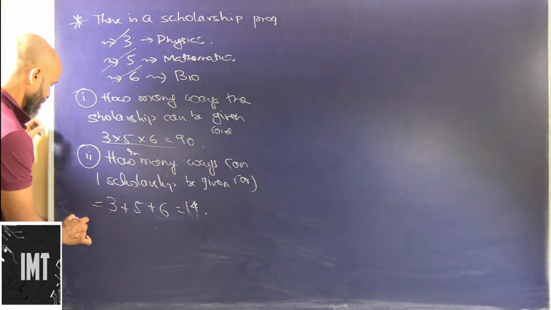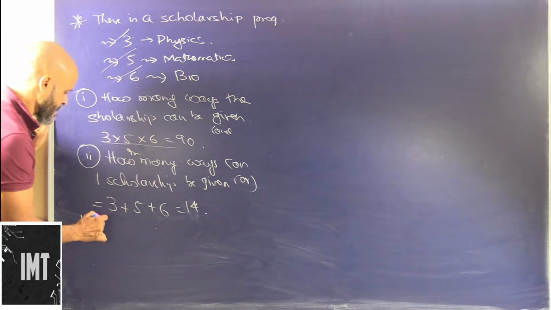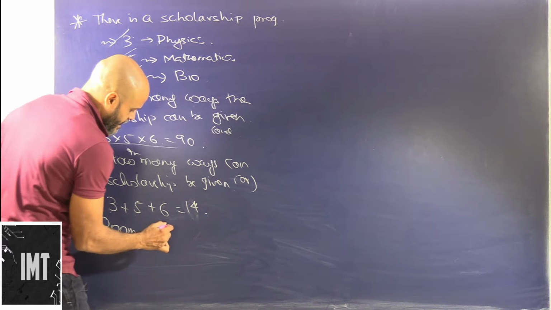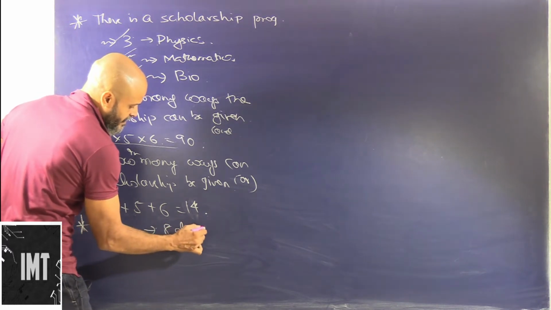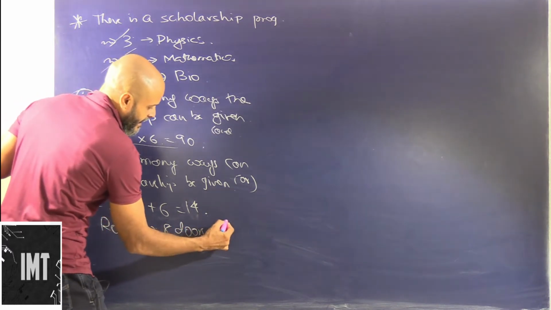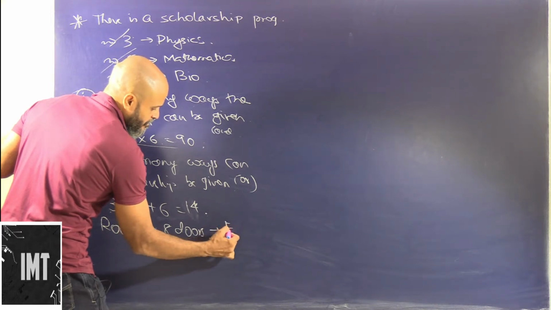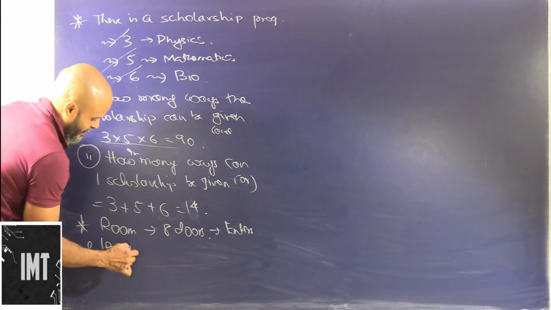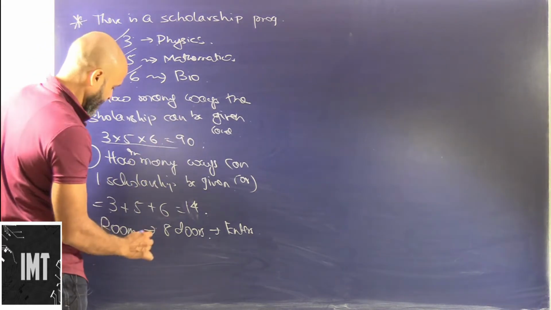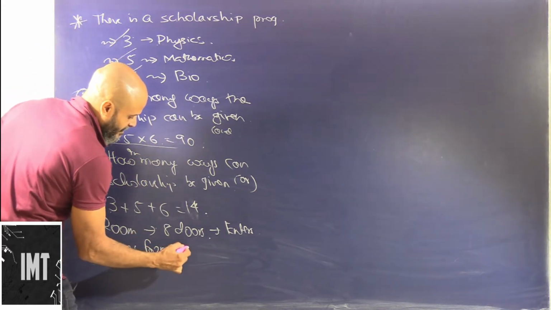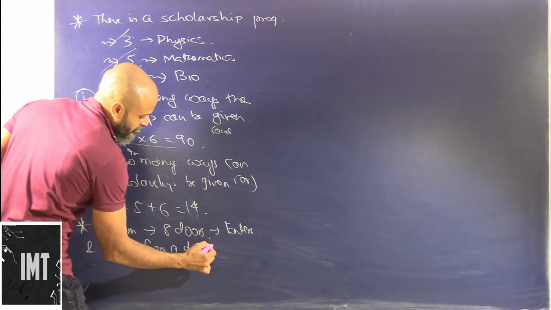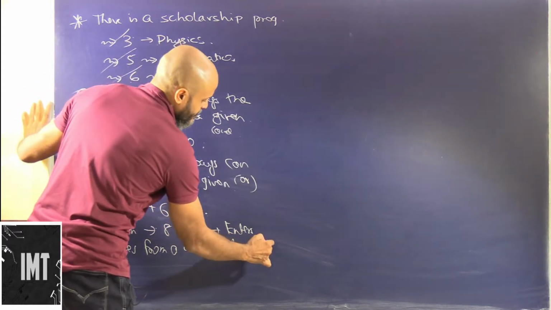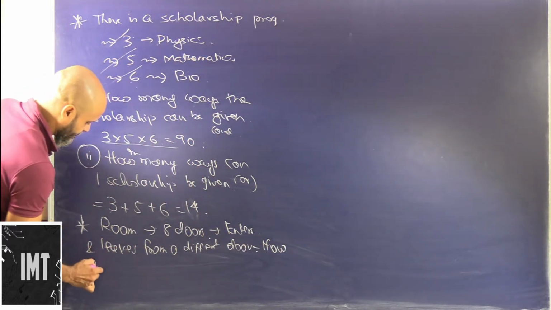concept of multiplication. Now let's say there is another question here, that there is a room which basically has 8 doors. A person enters from any of these doors, and leaves from a different door, not from the one he entered, leaves from a different door. So how many ways can this be done?